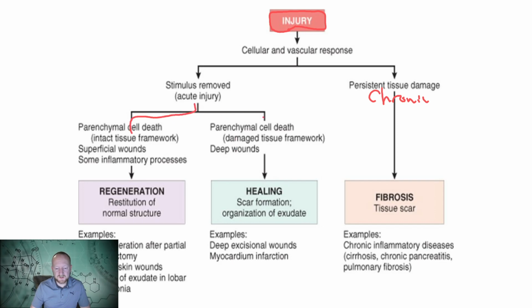If we have parenchymal cell death and a damaged tissue framework resulting from deep wounds, that healing is going to involve fibrosis, scar tissue formation, organization of exudate. Remember, all that pus and immune cells and everything that's in there. We're talking about halfway between regeneration, full function, and fibrosis, no function. Here we're going to have a mixture. There's going to be some tissue that's regenerated, some scar tissue that forms. Deep excisional wounds, myocardial infarction.